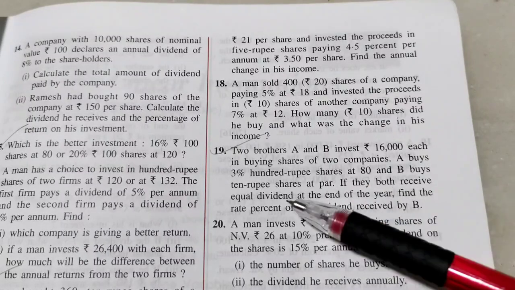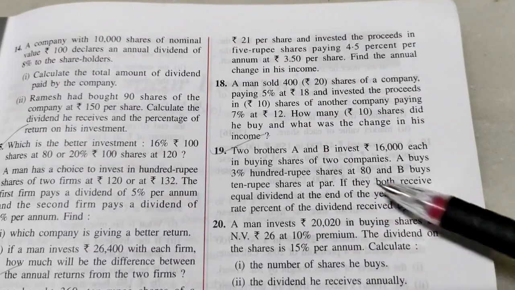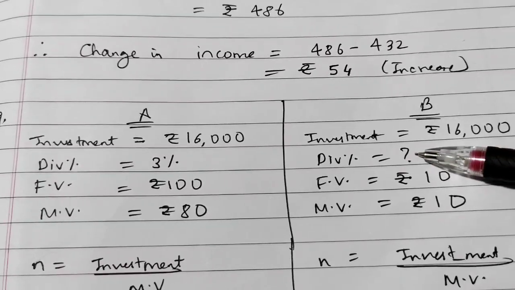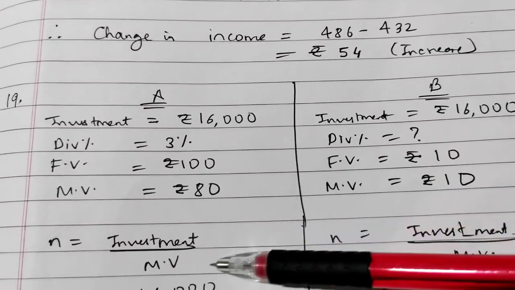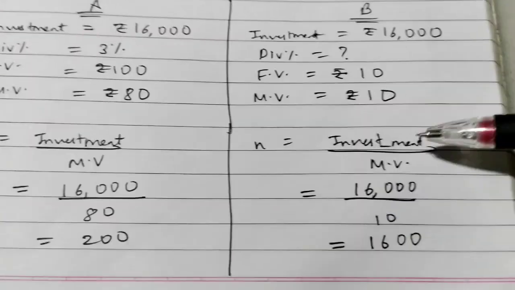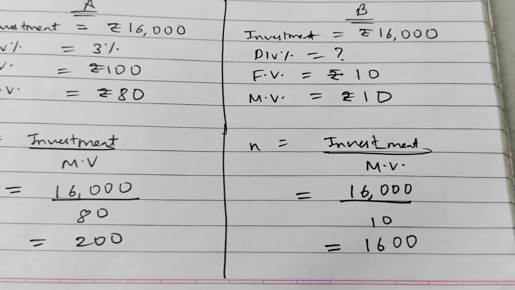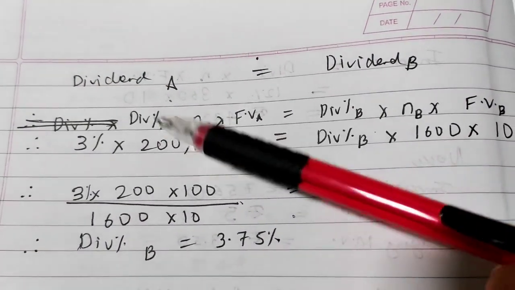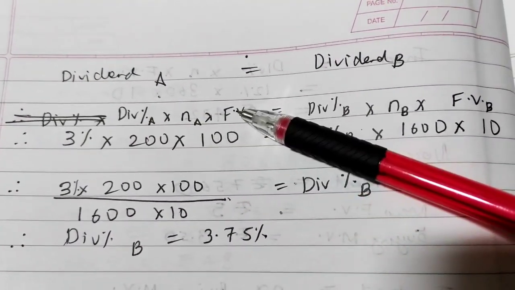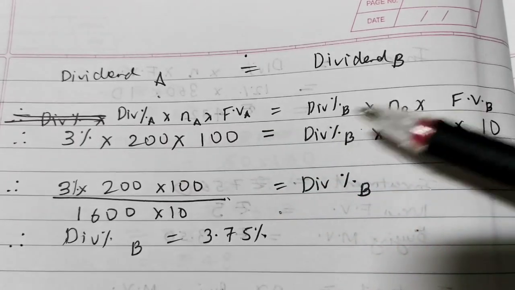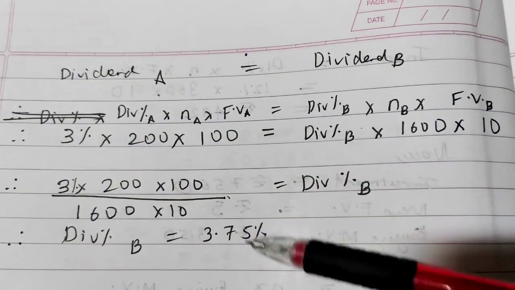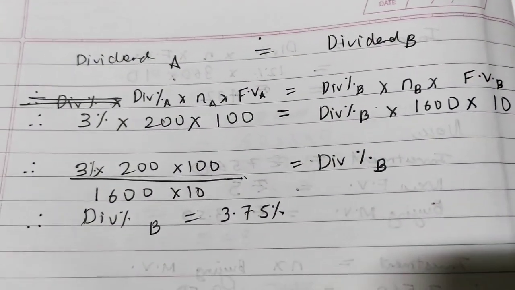If they both receive equal dividend, so dividend is same. Find the dividend percent for B. So write the data. Dividend percent is to be found out. First, let's find the number of shares, that is investment upon market value. He bought 200 shares and he bought 1,600 shares. But they are saying that the dividend received is equal. And we know the formula for dividend is dividend percent into number of shares into FV. So we have all the data except the dividend percent for B, which is what is asked. Don't cancel the percent sign so that the final answer is in percent. And this is the answer.